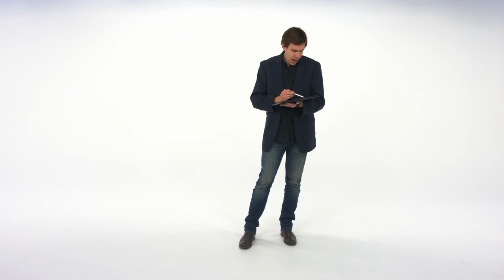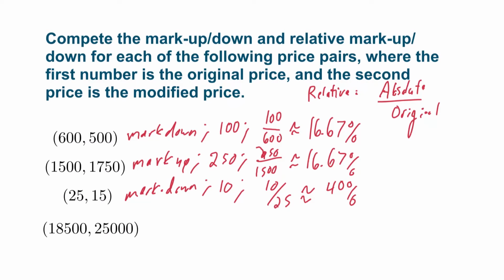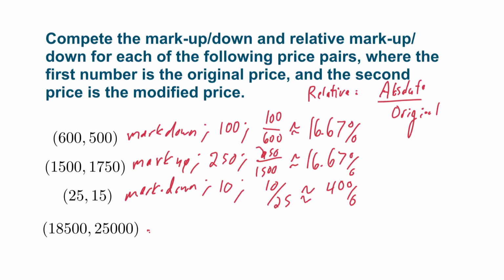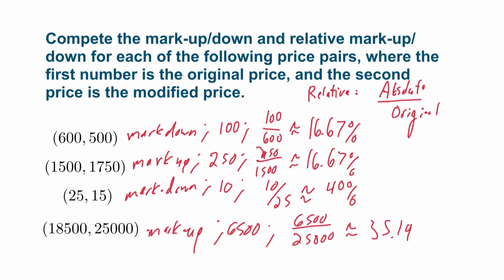In the last example, the original price was $18,500 and the end price was $25,000. These are numbers that maybe could be like a reasonable car, like a mid-sized car. Maybe the cost of manufacture was $18,500, and they add something to mark up to make a profit. So let's compute how much that is. This is a markup. The absolute amount is $6,500, and the relative amount is $6,500 over the original $18,500. So about 35.14% markup.